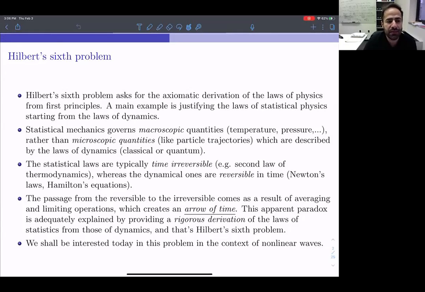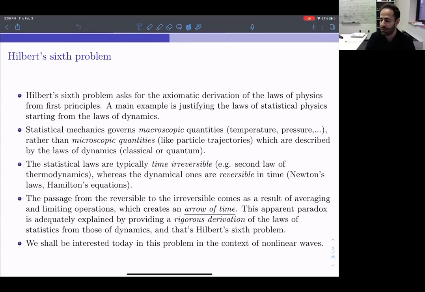So the laws of statistical physics or statistical mechanics, we know that they cover macroscopic quantities, things like temperature, pressure. Whereas the laws of dynamics govern microscopic quantities, things like particle trajectories and orbits, okay? And those laws of dynamics could be classical, they could be quantum. The statistical laws have one key feature, which is that they are typically time irreversible. The easiest way to remember it is to think of the second law of thermodynamics.